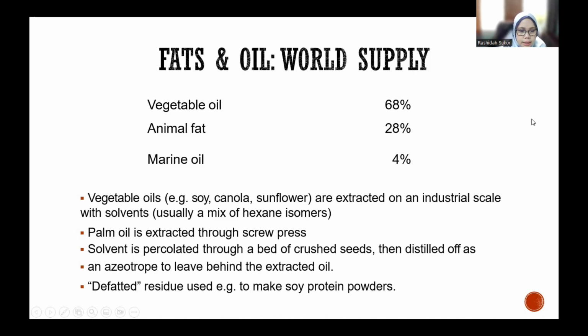Okay. And that solvent is percolated through a bed of crushed seeds and then distilled off as an azeotrope to leave behind the extracted oil. You can actually see this maybe in videos on YouTube. For example, we have KLK, we have Sime Darby, which has a big share of Malaysian plantations for palm oil. Okay. So this defatted residue is used to make soy protein powder.